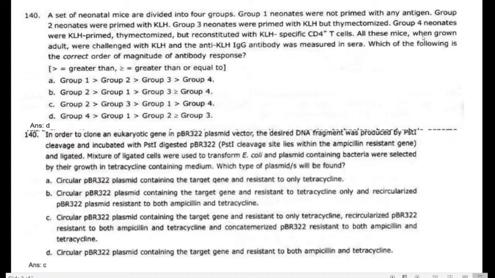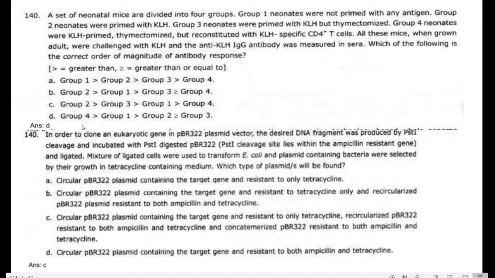All these mice, when grown adult, were challenged with KLH, and anti-KLH IgG antibody was measured in sera. Which of the following is a correct order of magnitude of antibody response? Finally, they are asking in which mice the antibody production has become high. So here D is the answer.